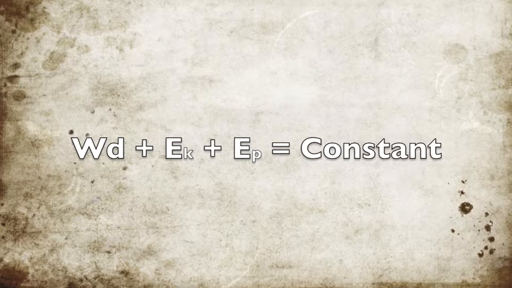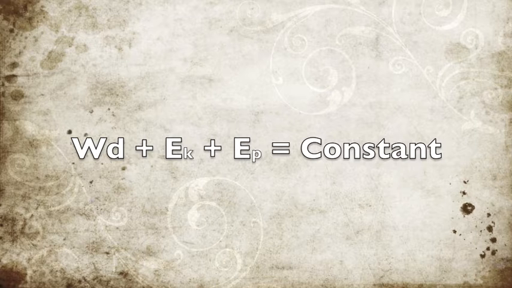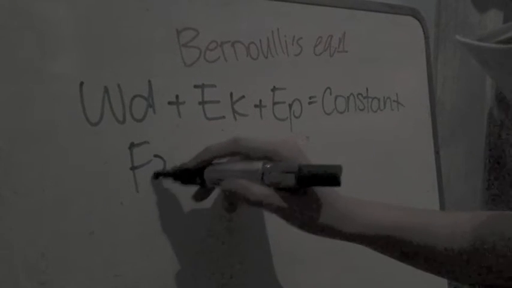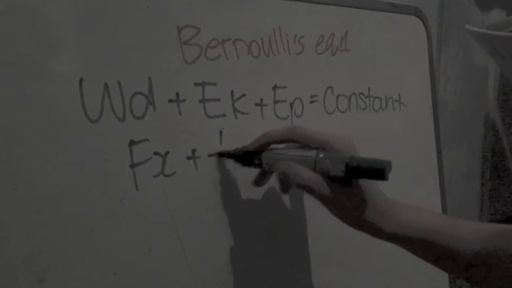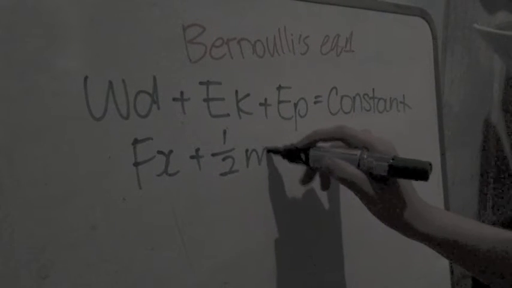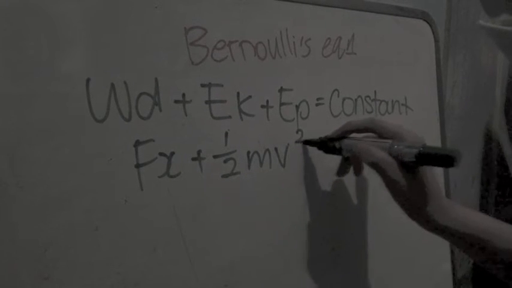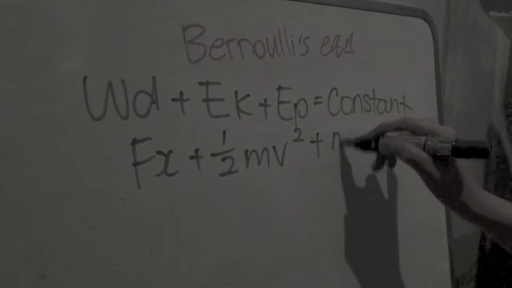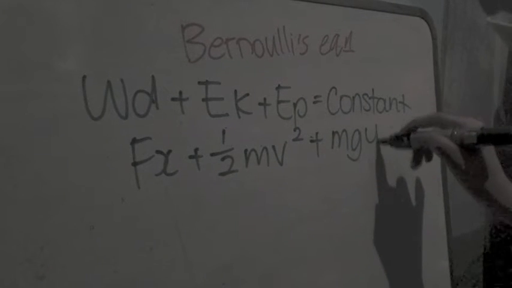Bernoulli's equation can also be written as work done plus kinetic energy plus gravitational potential energy, which gives us a constant. Work done can also be written as force times x component, being the horizontal perpendicular distance from the force. This is further added to kinetic energy, which can also be written as half mass velocity squared. This is further added to gravitational potential energy, which is mass multiplied by gravity multiplied by the y component, being the vertical height.